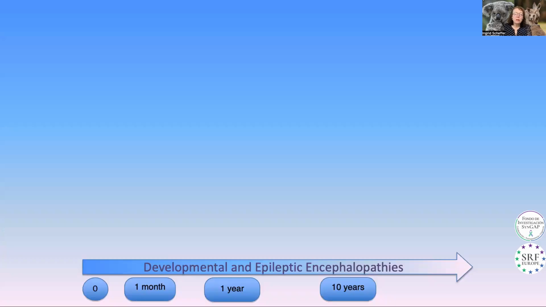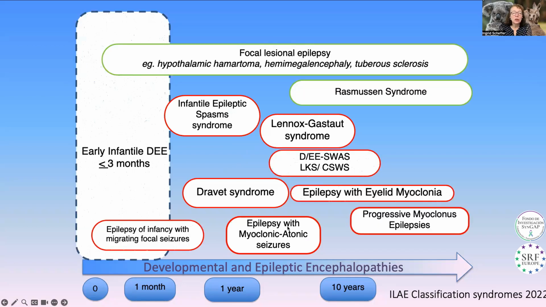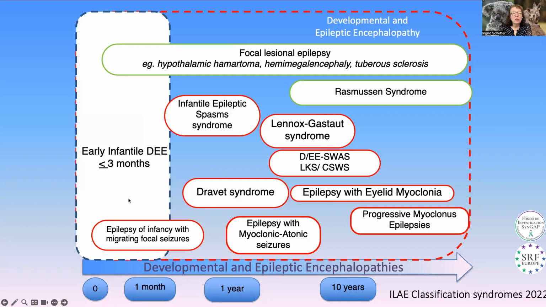Now, when we talk about the developmental epileptic and epileptic encephalopathies, we're actually talking about a whole range of different epilepsy syndromes. These syndromes include more common ones, such as infantile epileptic spasm syndrome, Lennox-Gastaut syndrome, Dravet, epilepsy with myoclonic atonic seizures, and much rarer ones, including a whole group of very severe ones that begin by 3 months of age. But there are also many individuals with developmental and epileptic encephalopathies who may not fit into one of these neat syndromic boxes, but still clearly have a DEE. So it's a very important concept to understand.